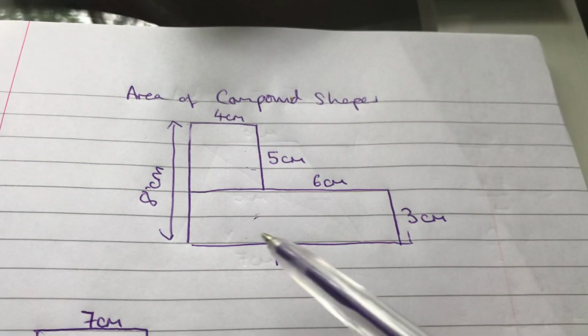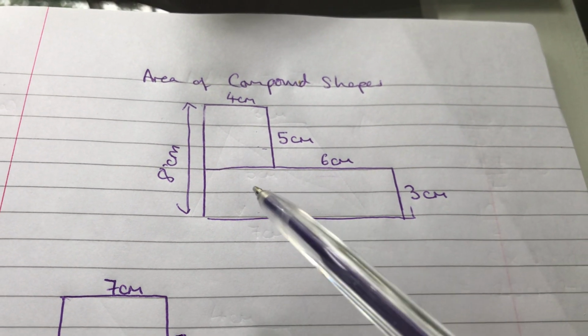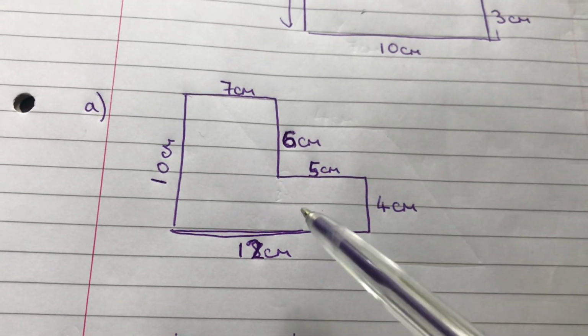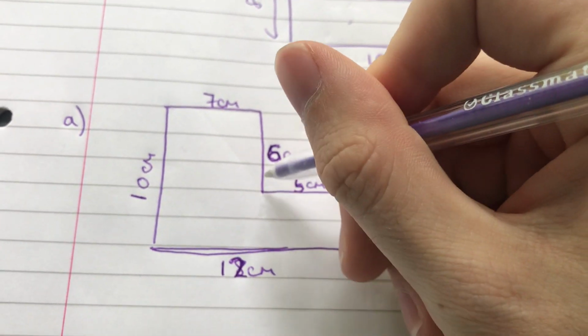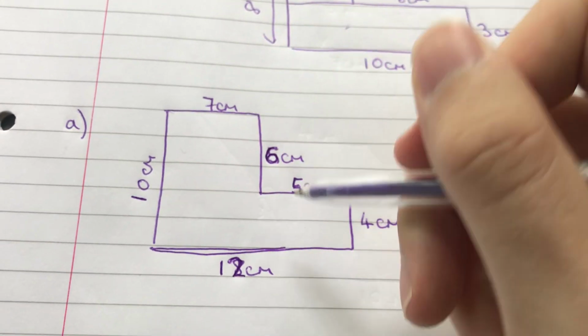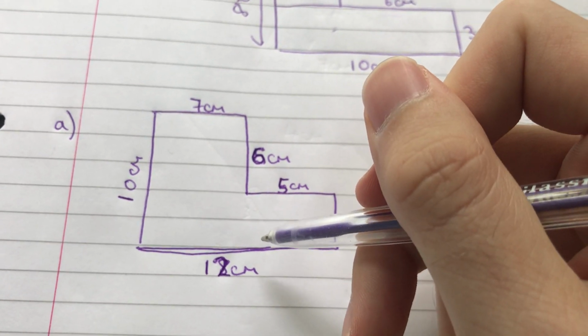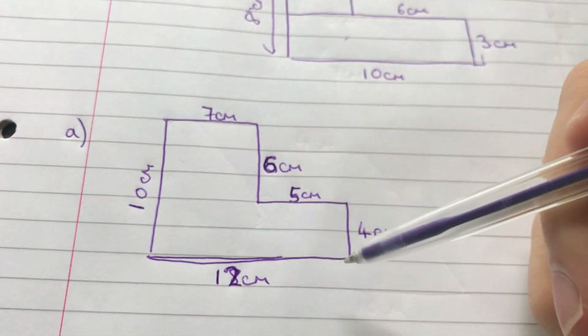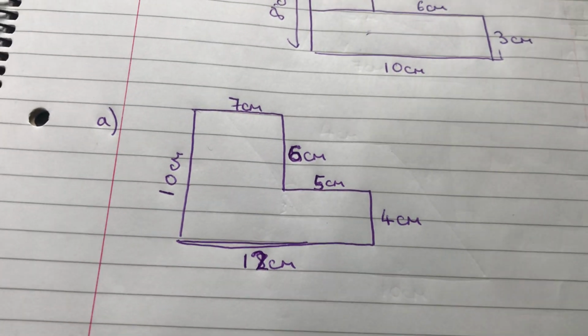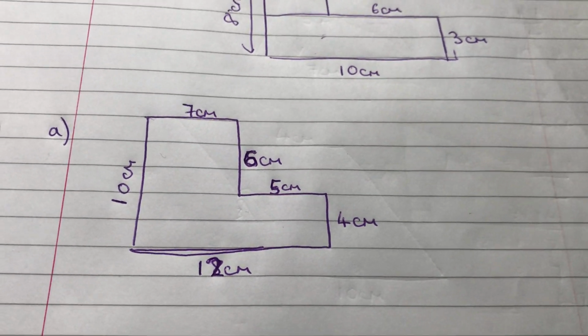So what do we do up here? Well, I split it into two shapes. How can we split this? Well, there's two ways we could split it. We could split it into this big rectangle and this small rectangle. Or you could split it into this small rectangle and this small rectangle. There's different ways. Often with compound shapes, there are different ways of working things out.